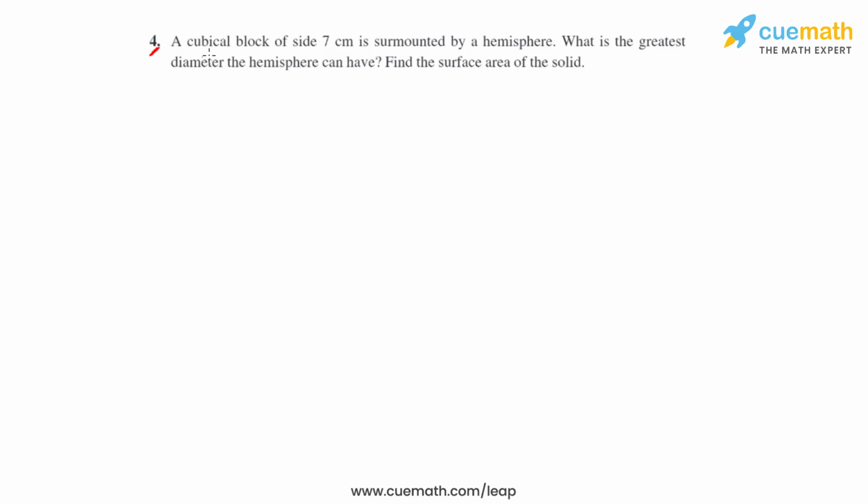Question number 4 of this exercise says that a cubical block of side 7 cm is surmounted by a hemisphere. What is the greatest diameter of the hemisphere that it can have? Also, we have to find the surface area of the solid formed. So, as per the given information in the question, let's first try and draw how the solid will look like.